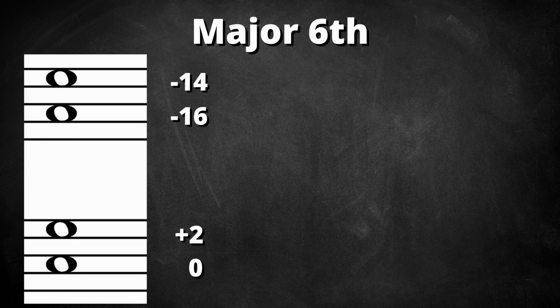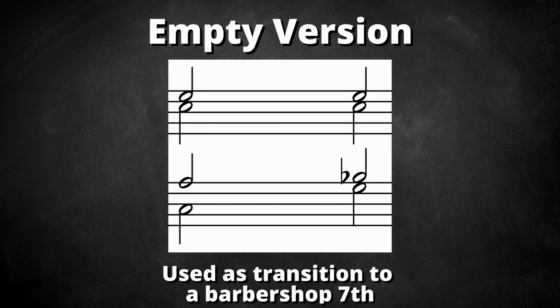Major 6. The major 6 chord can be surprisingly difficult to tune. It comes in two forms. One where all notes are represented, a true 6th chord if you will, and an empty version with doubled root with no 5th. This is typically used as a transition chord to a dominant 7th. Or as an embellishment in a lot of tags, typically featured in the baritone part.